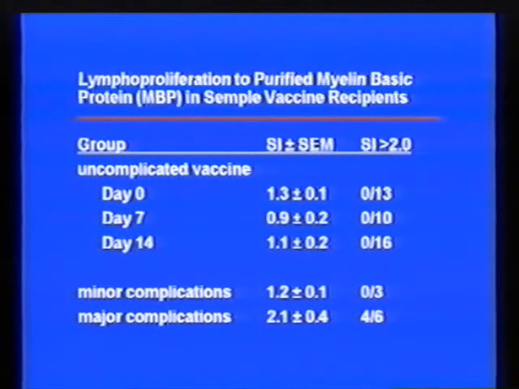proliferation of these cells in a dish in response to myelin basic protein, you can see that down here, patients who had major complications to the vaccine had proliferative responses to myelin basic protein to a much larger degree than in patients who did not have neurological complications. Again, implying that they were mounting an immune response to myelin basic protein, and possibly this immune response was causally related to the development of the neurological complications.